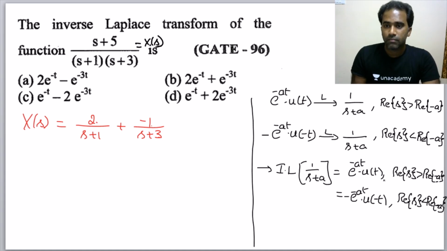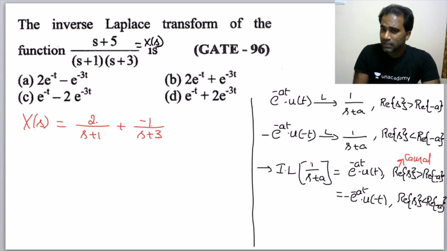Right? Now, when they're asking to find the inverse Laplace transform, generally they'll give the ROC directly, or they might mention it indirectly. How are they going to mention it indirectly? Instead of saying the ROC, they might say that it is a causal signal. For a causal signal, the ROC is right-sided. When they give a right-sided ROC, you should understand that they're talking about a causal signal.